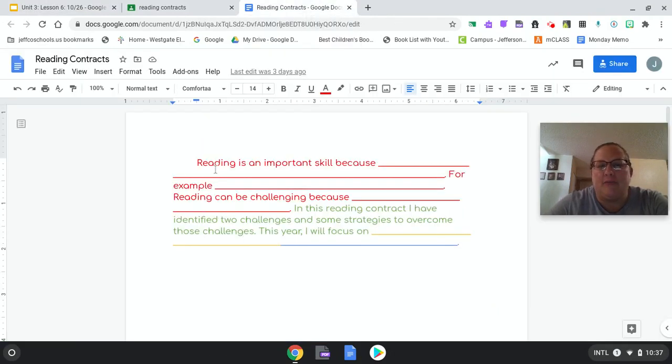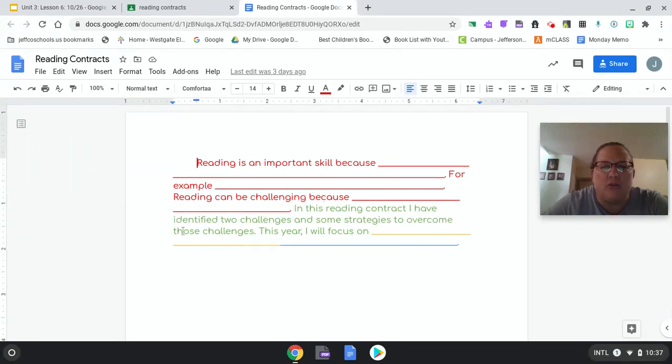Okay, so I have, "Reading is an important skill because..." You need to fill in that blank. You need to tell me why you think reading is an important skill. Then it says, "For example." Then you need to give me an example of why reading is important. "Reading can be challenging because..." Why can it be challenging? What makes reading so challenging? That's the thing that's going to hook. That's our introduction in red.